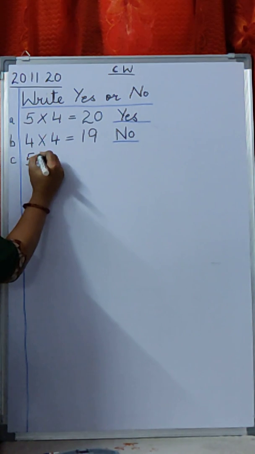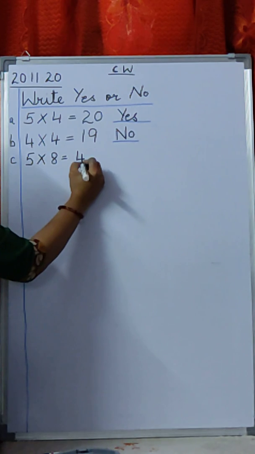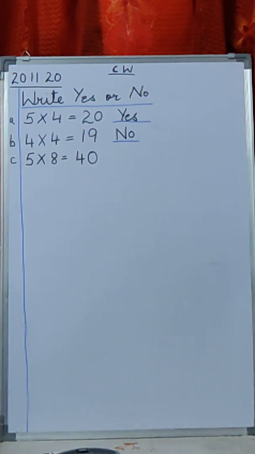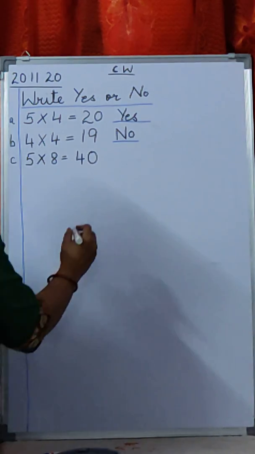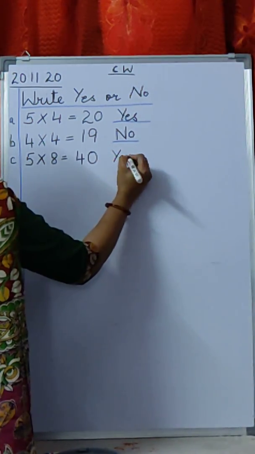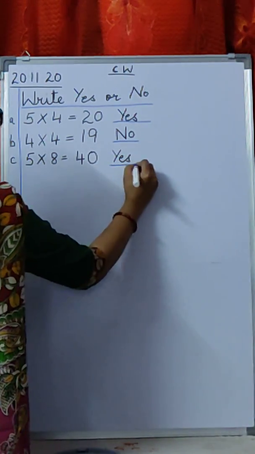Five eights are 40. Is this right or wrong? It is right. Okay. So we'll write over here yes. And we'll underline this with a blue pencil.